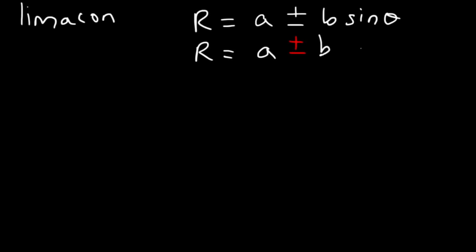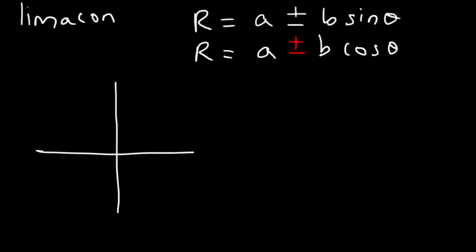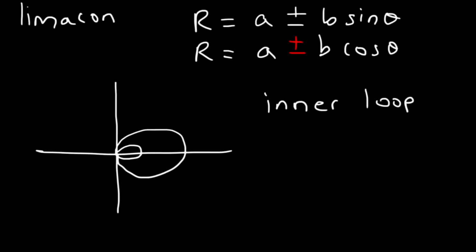b cosine theta. So if cosine is positive, it's going to open towards the right in the positive x-axis direction. And if cosine is negative, it's going to open towards the left. So let's draw the general shape if it opens towards the right. So this is the limacon with the inner loop, and you get this particular shape if a divided by b is less than 1.